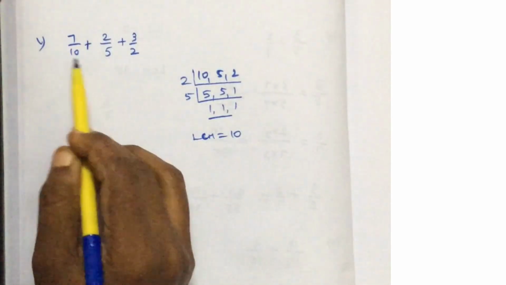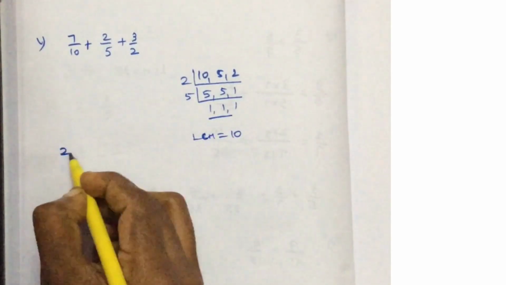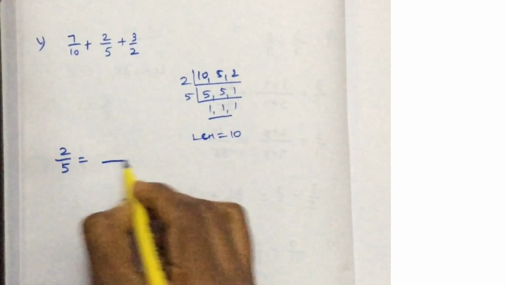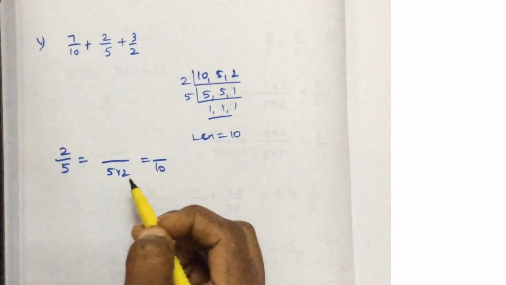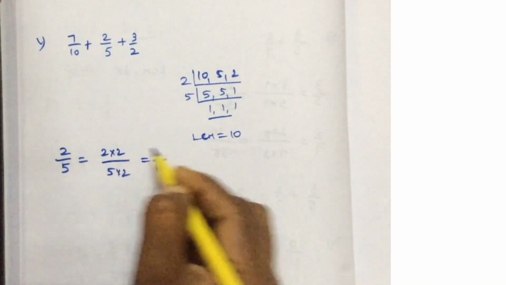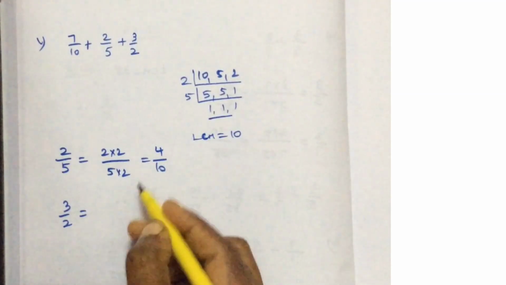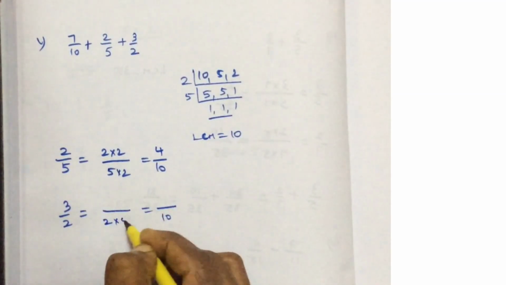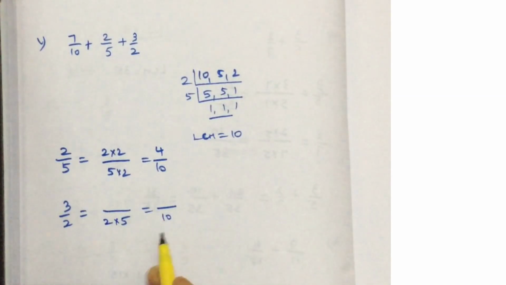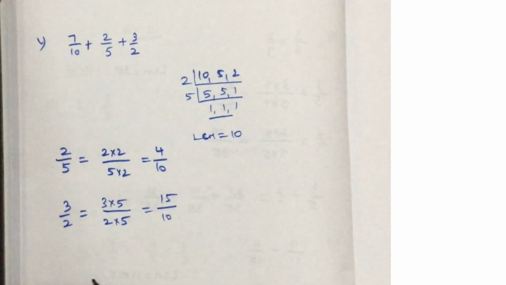The first term already has a 10 in the denominator, so you can keep it as it is. For 2 by 5, I want to change the denominator to 10, so multiply by 2. 2 multiplied by 2 is 4 by 10. Next is 3 by 2, so multiply by 5. 2 multiplied by 5 is 10, and 3 multiplied by 5 is 15.